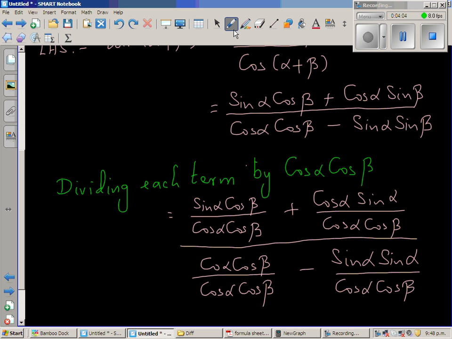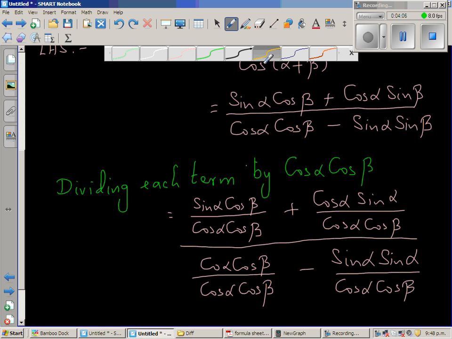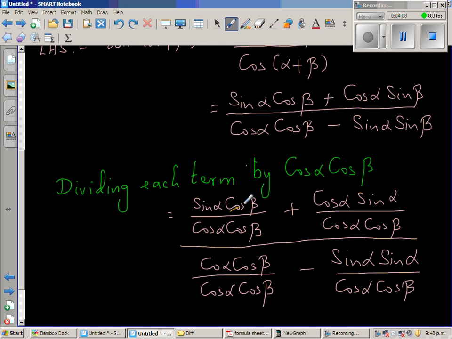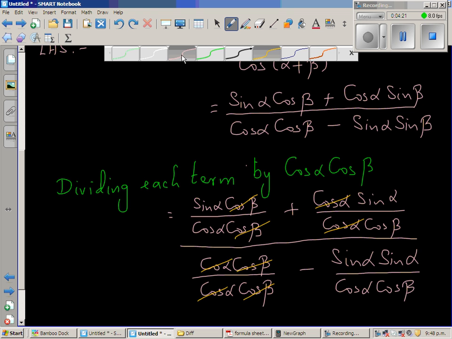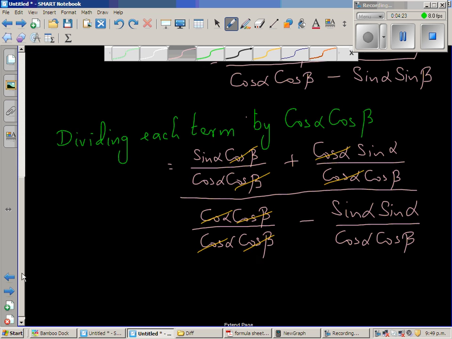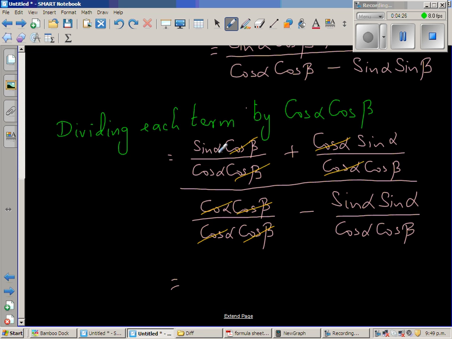So what will get cancelled? Let us cancel whatever can be cancelled. Your cos beta and cos beta can be cancelled here. Cos alpha and cos alpha get cancelled. This and this get cancelled. This and this get cancelled. And nothing gets cancelled here. So what is remaining? You have sine alpha over cos alpha, which is tan alpha, plus.